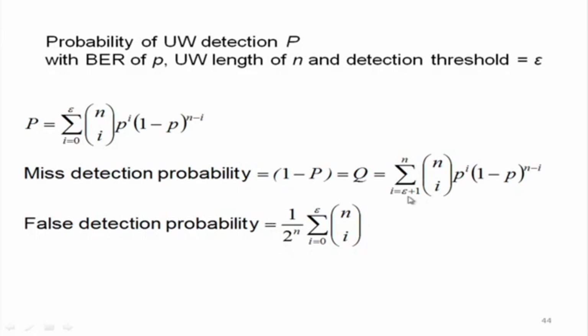In some cases people do not tolerate any error, so epsilon is 0, and this summation has to be from 1 to n, that is the header size or unique word size. In some cases the tolerance is there, and based on that you can do the misdetection probability calculation. So, these two are the important design criteria for the selection of the length of the unique word, and of course, the pattern of the unique word will depend on the autocorrelation function and cross-correlation function, etc.